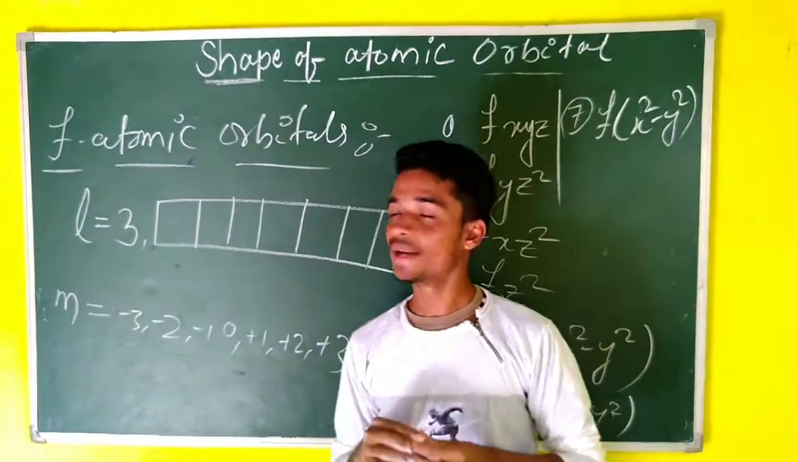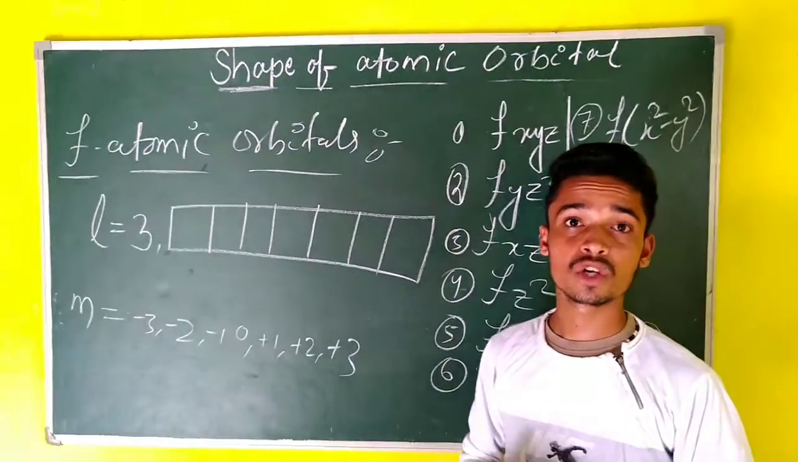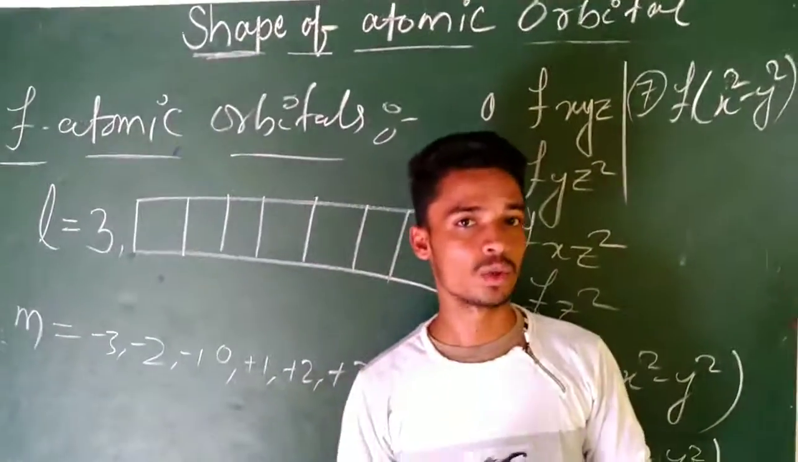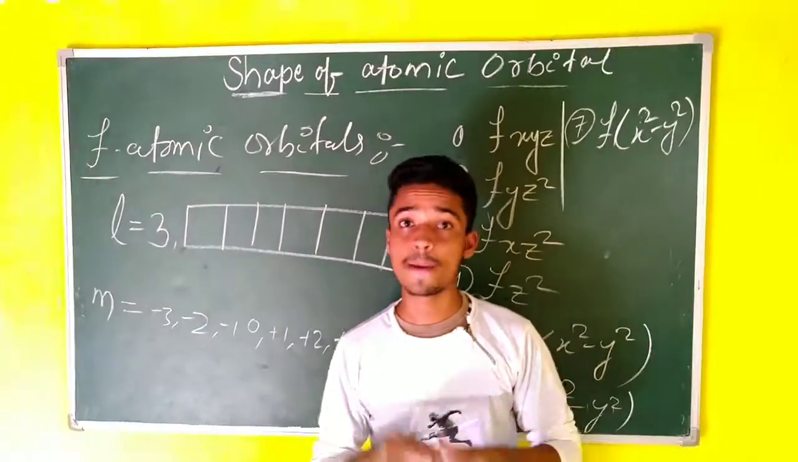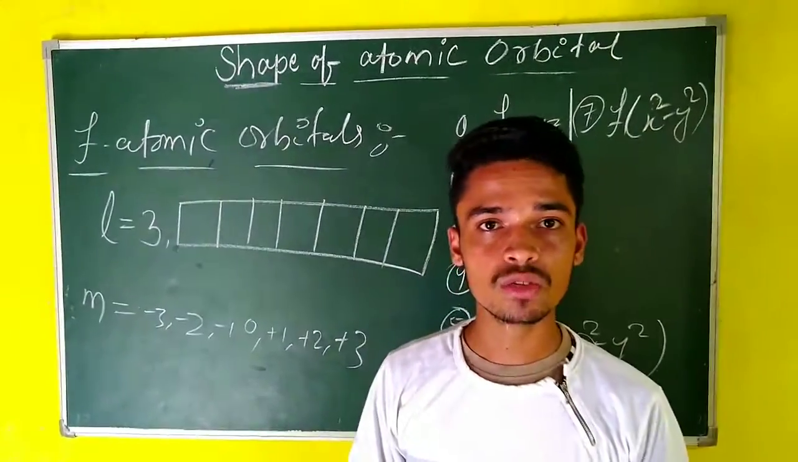These are all about the shapes of atomic orbitals, s, p, d, f. What is the shape of all? So about my video, comment to me. Any doubt, you can comment to me.